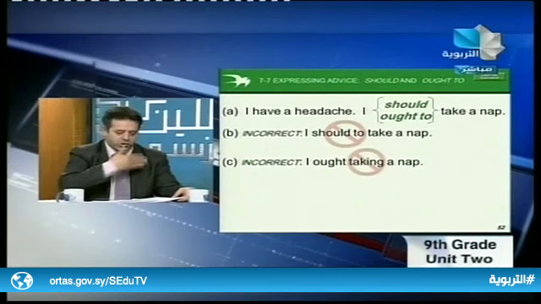"I ought taking a nap." Again, it's not correct, because after ought to we use the base form, and to is part of ought to. Good.